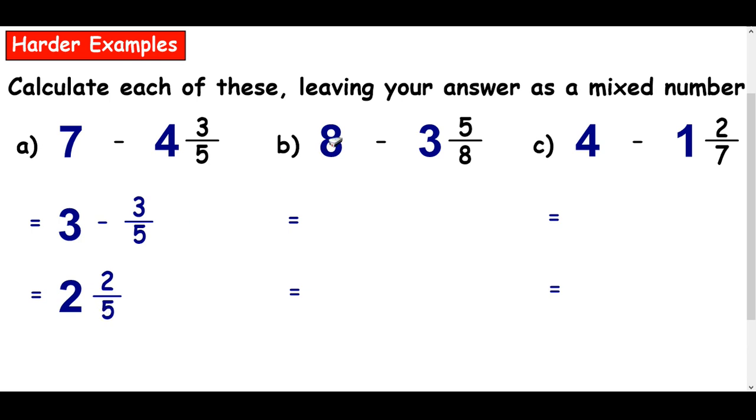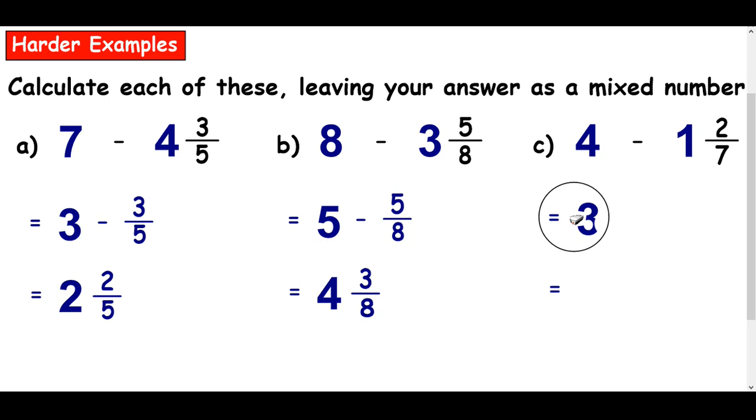Again, onto the second one. If you do 8 take away 3, you get 5, but I've still got to take away the 5/8. Again, picture 5 bars. If you take away 5/8, you're down to 4 full bars, and if you take away 5 from 8, basically, you've got 3/8. Last one, 4 take away 1 is 3, but I've still got to take away the 2/7. So you get 3 full bars, but you're taking away 2/7 from one of them, so you're down to 2 full bars and 5/7 left over. And that's how to take away mixed numbers from whole numbers.